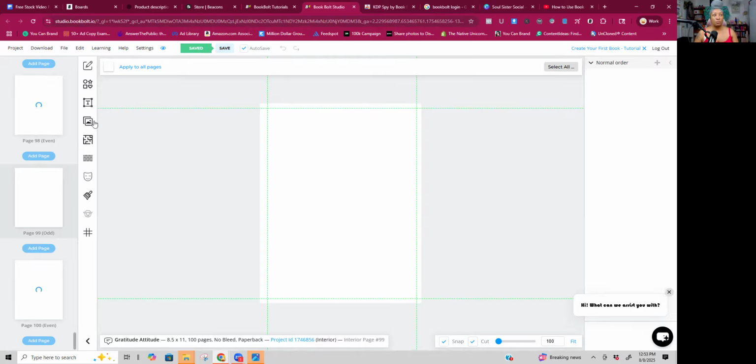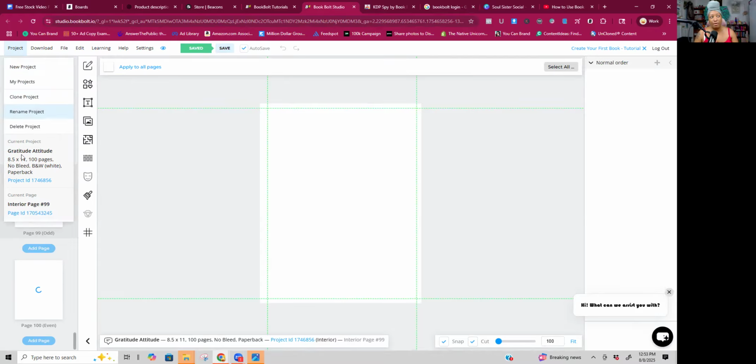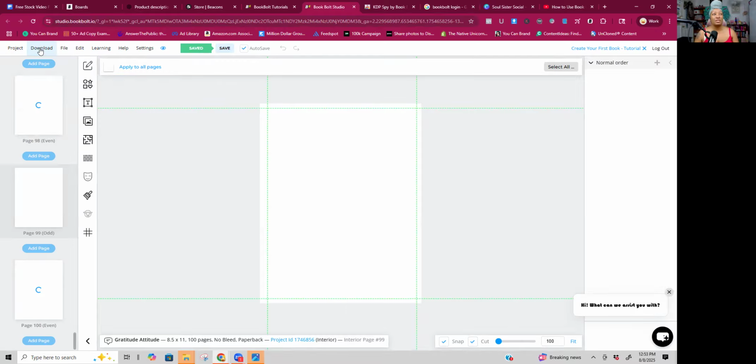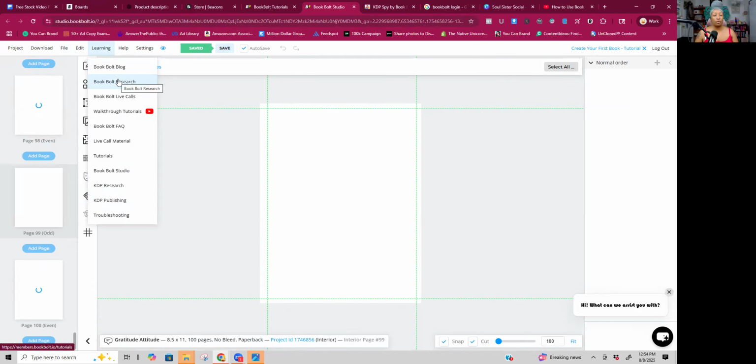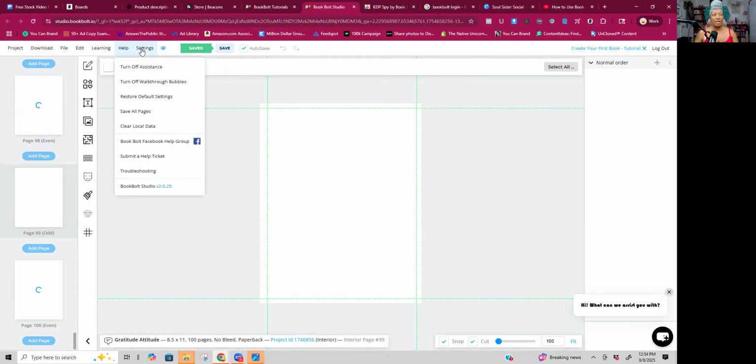Okay. So we'll talk about this in a little bit, but as you can see, there's a project section here, new project, my projects, clone another project, delete project, etc. There's a download for when you are ready to download the inside of the book so that you can upload it into KDP. File, export, edit, learning. There's a learning section as well. Like I said, Bookbolt is really good about teaching you about all these sections so you don't have to be stuck. There's a help area, a settings area, and then so much more information, okay?